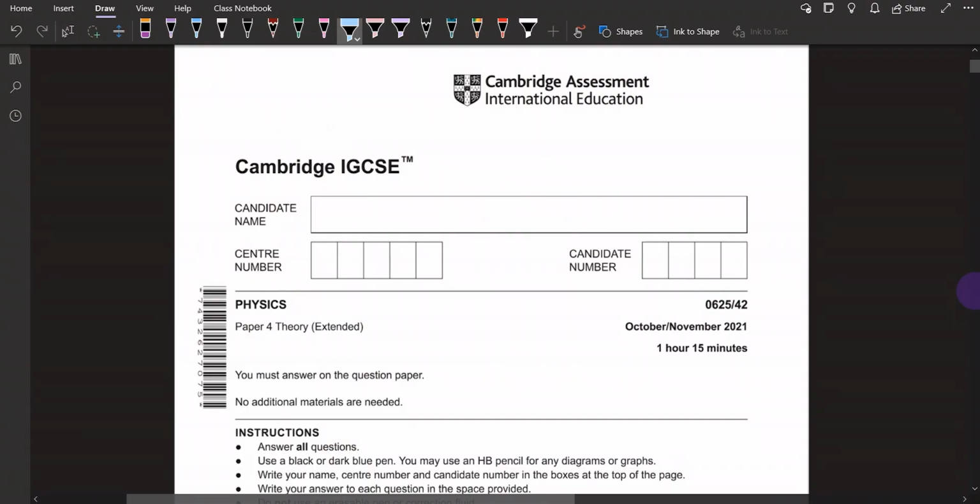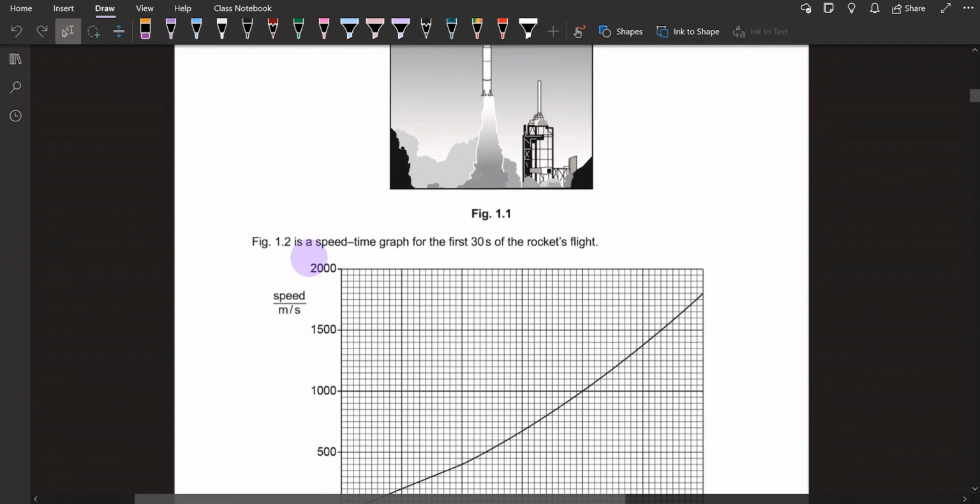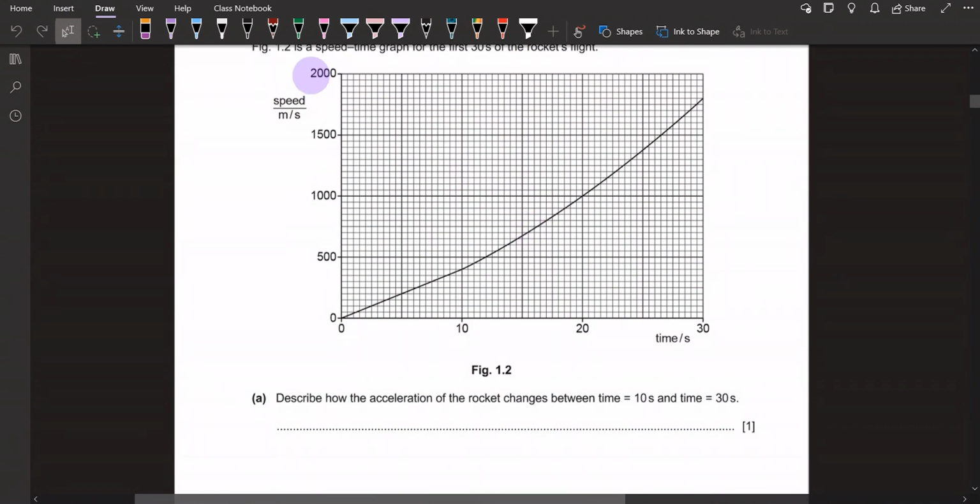Today we are going through Physics Paper 4, 0625/42, October-November 2021 paper. Question number 1. Figure 1.1 shows a space rocket accelerating away from a launching pad. Figure 1.2 is a speed-time graph for the first 30 seconds of the rocket's flight. And you can see the speed-time graph here.